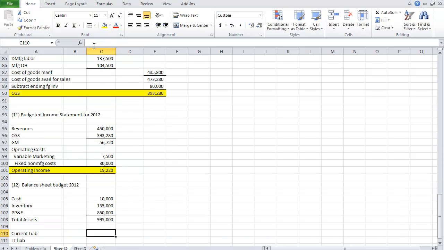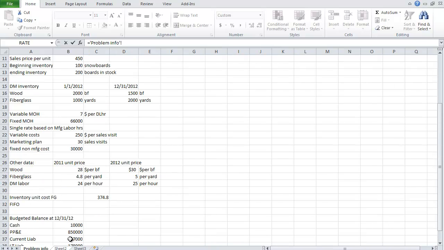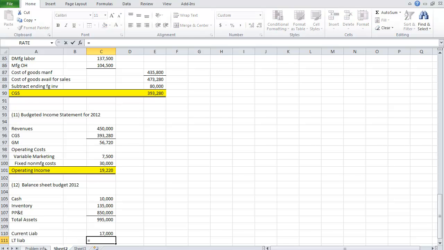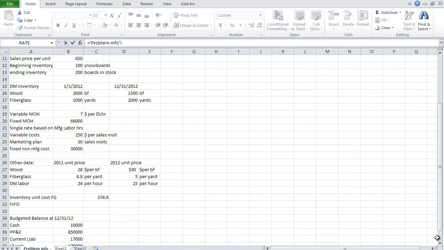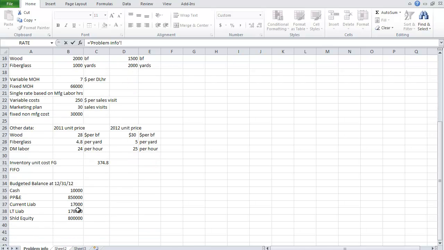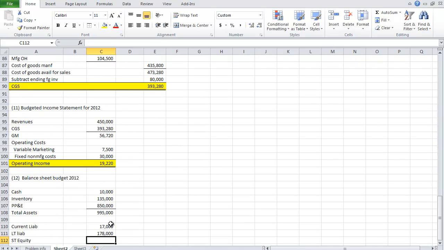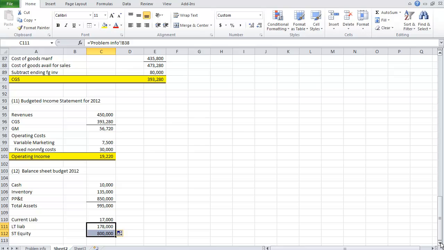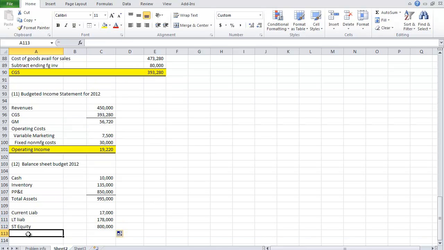Then we'll have the liability section. Again, I believe this was given to us in our problem. Our long-term liabilities are also given to us in the problem data. And our equity section was right below it, so I'm just going to copy that down. And if we get lucky, this will be in balance. No, it should balance. So this right here is going to be our total liabilities and equity. And we hope for a balance, and it does. It's always nice when that happens.